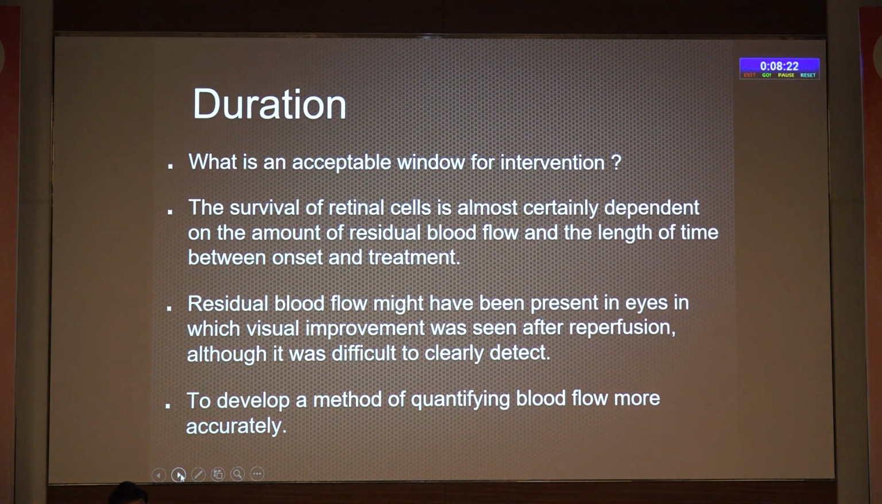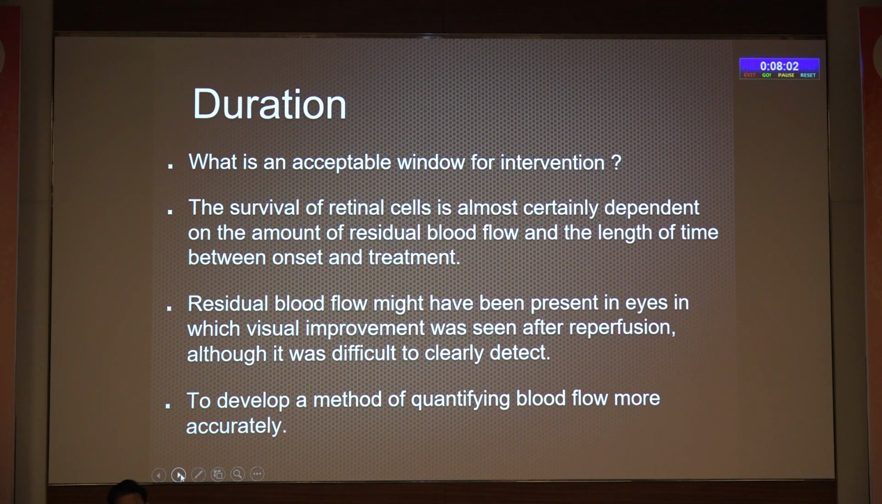So what is the problem for the surgery? The first important problem is duration. We have to find out which is an acceptable window, and I know that if it is within 24 hours, you do get some amount of improvement. And if it's within 6 hours, that's the best improvement. I had an anesthetist whom we operated on within 6 hours, and she got back 6 by 9 vision. That's how important it is.